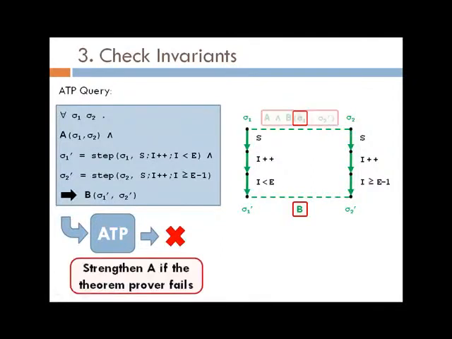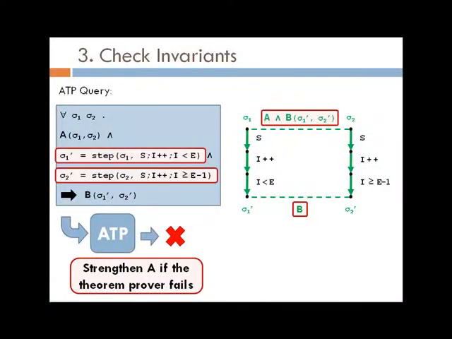Specifically, PEC will strengthen A by simply anding in B of sigma 1 prime and sigma 2 prime. Now, because invariants must be in terms of only sigma 1 and sigma 2, we'll re-express the sigma 1 prime and sigma 2 prime in the strengthened version of A using the equalities shown here on the left. The strengthened A will now imply B, but it puts a greater burden on the predecessor invariants of A, which may in turn need to be strengthened.